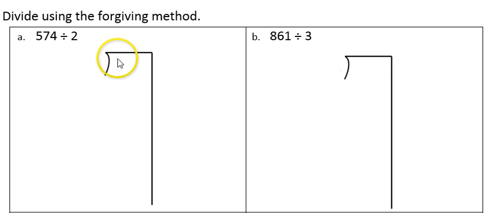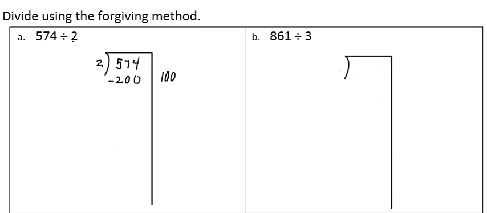574 is the dividend, and that goes inside the bracket. 2 is the divisor. I'm going to start thinking of greater multiples of 2. I know I have to go fairly large because I'm pulling groups of 2 out of 574. I could start by just taking 100 groups of 2, which would be 200.